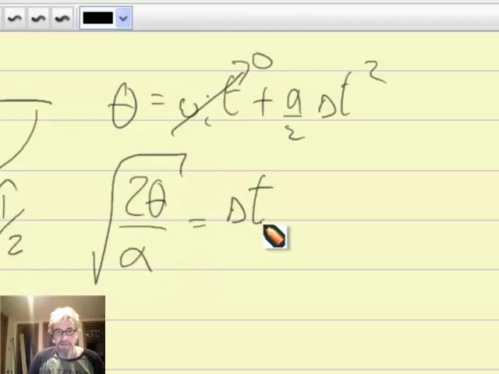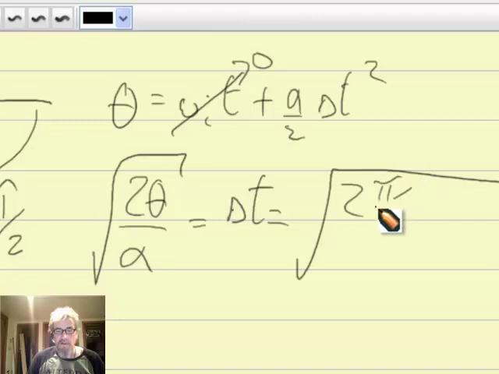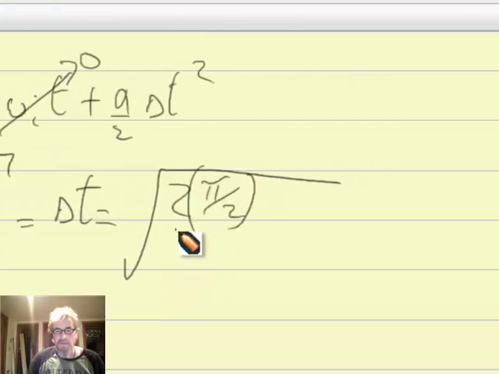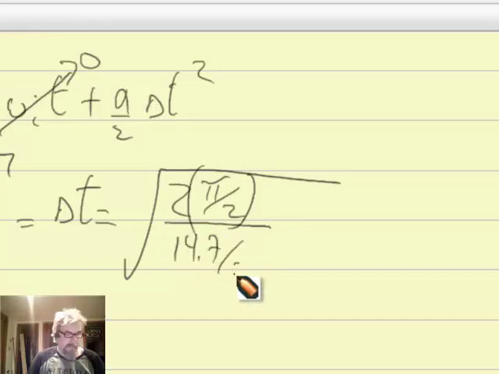So now I'll just plug in the information. I know that pi over 2 is the theta that I'm going to experience. And from the last problem, angular acceleration is 14.7 per square second. So when I do this arithmetic, I end up with 0.46 seconds. It's going to take just under half a second.